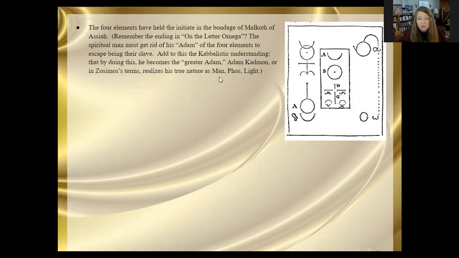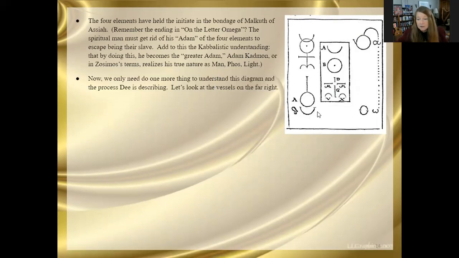Now we only need to do one more thing to understand this vessel and the process he's describing, and that's to look at the vessel over there on the far right, where alpha at the top, omega at the bottom are connected. We might want to ask why, other than the obvious 'I am the alpha and omega' statement of Jesus, the anointed one, the Christos, and you are anointing yourself. So what is this vessel? What direction are the dots running?